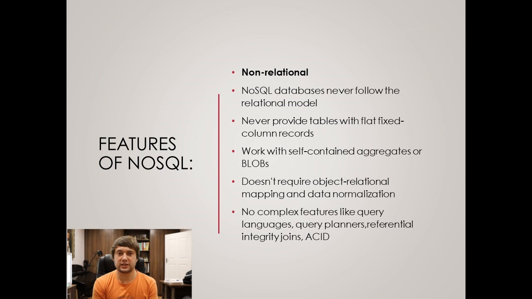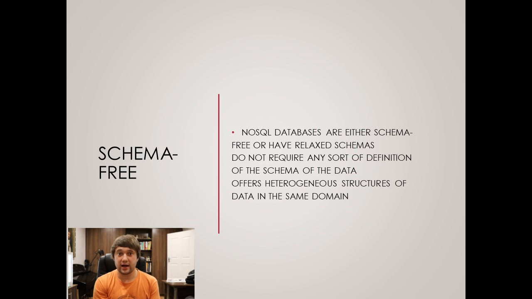Next, we will be talking about some features of NoSQL. Well, we said NoSQL is a non-relational database management software. This means that it never follows the relational model. It works with self-contained aggregates or blobs. It doesn't require object relational mapping and data normalization. This also means that there are no complex features like query languages, query planners, relational integrity, joins, and so forth. NoSQL databases are either schema-free or have very relaxed schemas.